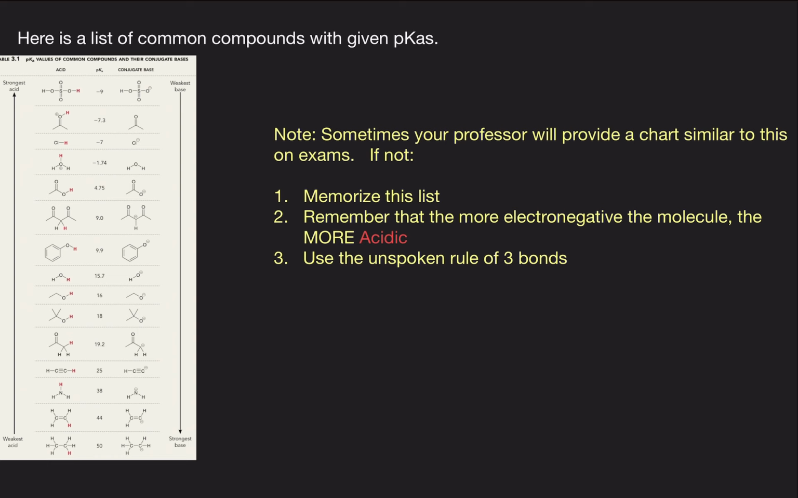Tip number 3 is use the unspoken rule of 3 bonds. This is basically going to come into play in the challenge problem. So don't worry about this now. We're going to go over it in the challenge problem. But this will help you a lot.